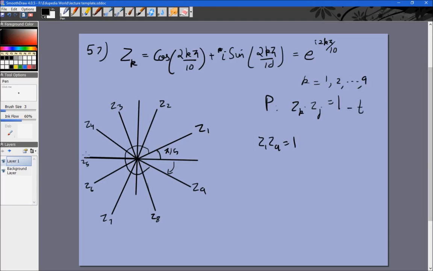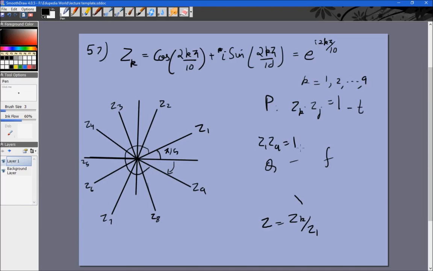Now Z5 times Z5 is fine, because it's not given that j has to be different from k, right? So P is true, and if P is true, then Q has to be false because it is the opposite of P. There exists a k between 1 and 9 such that Z1 times Z is equal to Zk has no solution, right? Because if Z1 times Z was Zk, then Z would be Zk by Z1, or the difference between the two angles. And for any one of these, the difference between the two angles is a complex number, right? So P is true, Q is false.